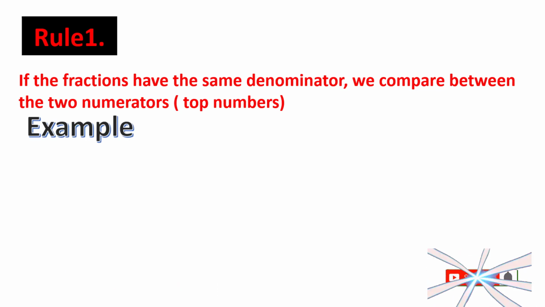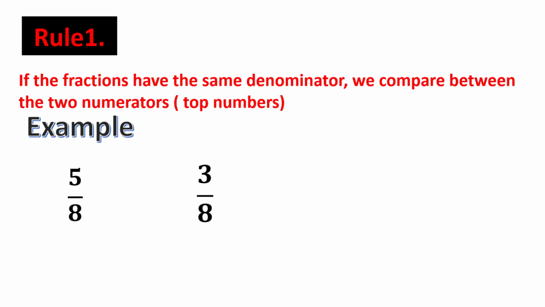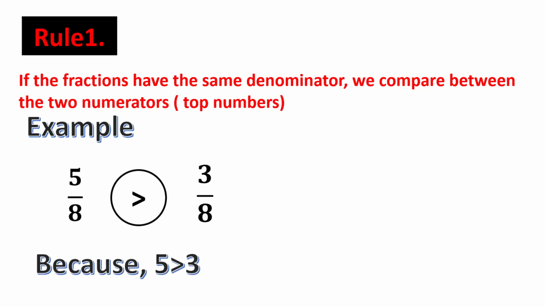For example, if we have a fraction like 5 over 8, another fraction 3 over 8, how can we compare between them? Look, we have here the same denominator, which is 8, okay? Just compare between the two numerators, 5 and 3. What is the relation between 5 and 3? 5 is greater than 3, yes. So we write greater than. Why? Because 5 is greater than 3. So 5 over 8 is greater than 3 over 8.